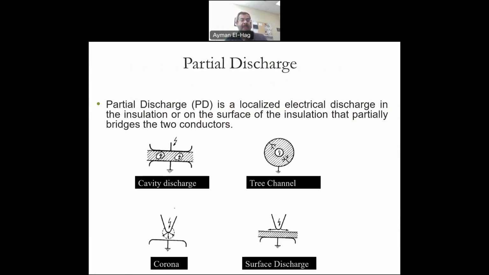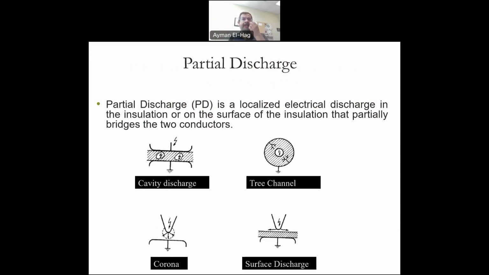Some of those are, for example, a cavity inside an insulation system, a tree channel, or when we have an electrode close to the insulation system, or it could be due to the tripling point as well, or a corona. These are different formats of partial discharge. Corona is a special case of partial discharge where you have the discharge around the electrode system and it doesn't involve any insulation system. Now, these partial discharges, I always call them like cancer.